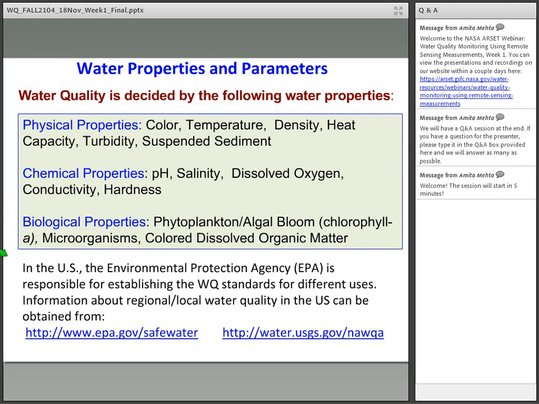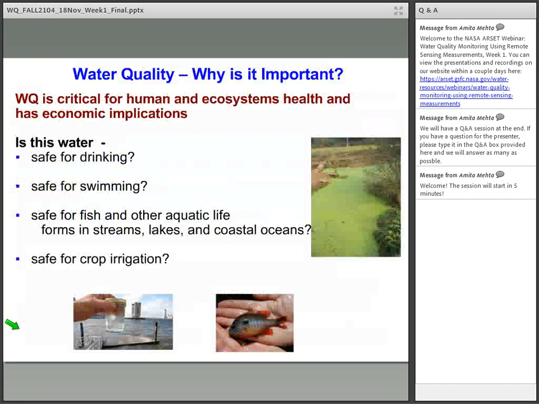In the US, the EPA, or Environmental Protection Agency, is responsible for establishing water quality standards for different uses in different regions. And both the EPA and the USGS, US Geological Survey, are quite involved in measurements and setting standards for water quality in the US.